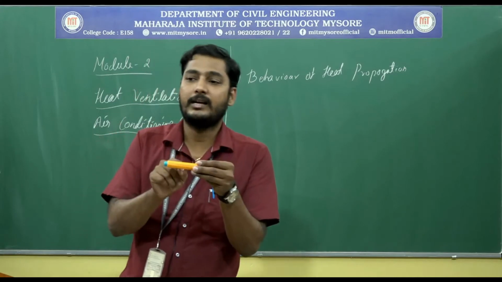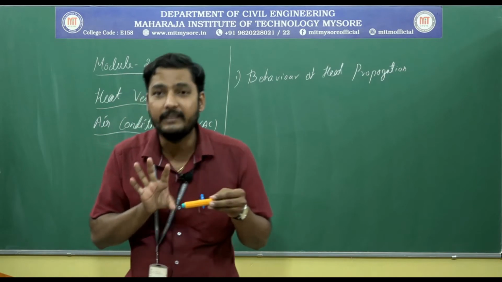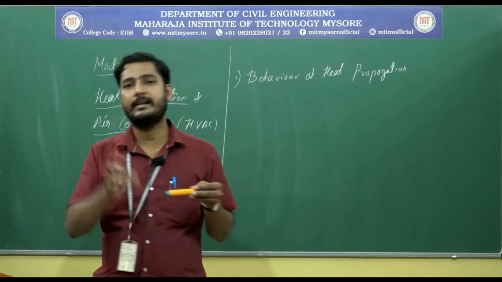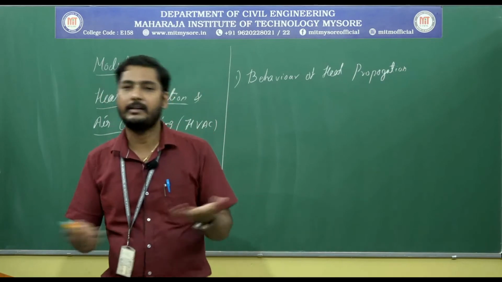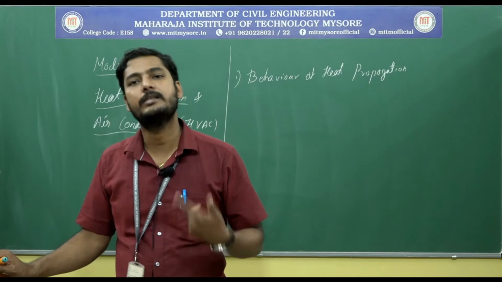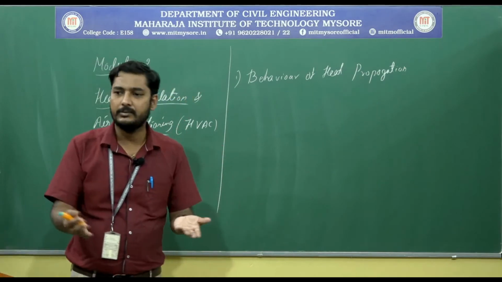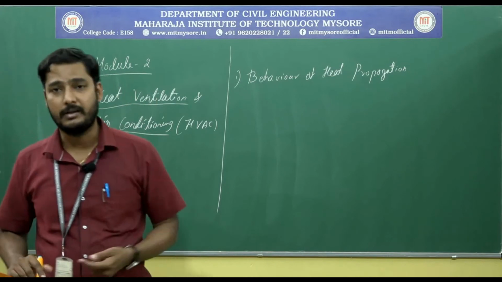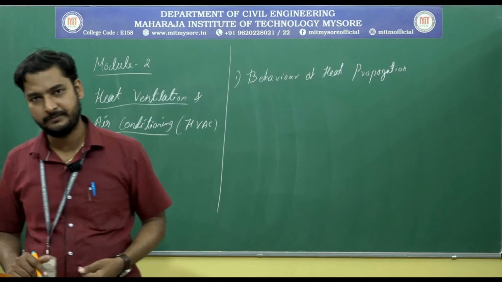Depending upon the thermal conductivity of that material, how it resists or responds against that heat transfer differs from material to material. Wood will minimize the heat transfer, while steel will give a rapid transfer of heat. That depends upon the thermal conductivity of different materials. So this is regarding the behavior of how heat propagates.